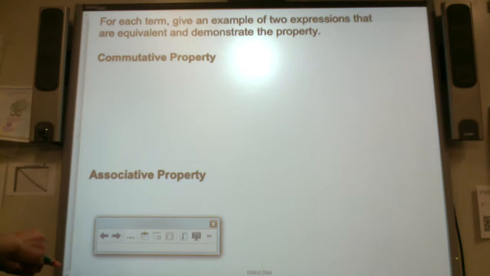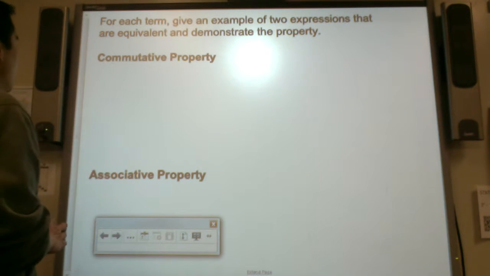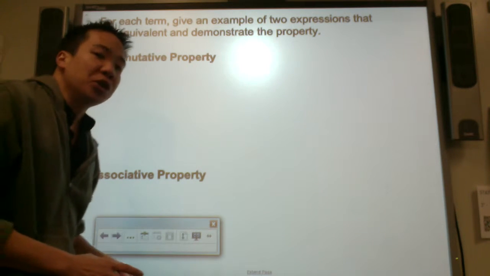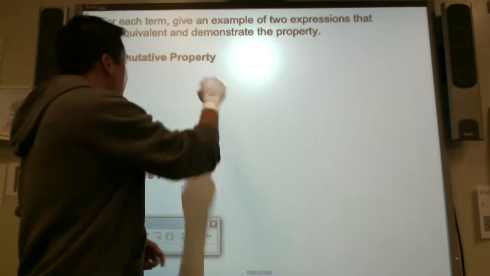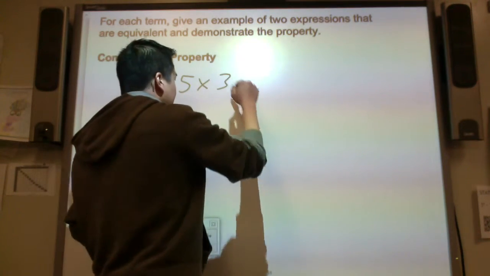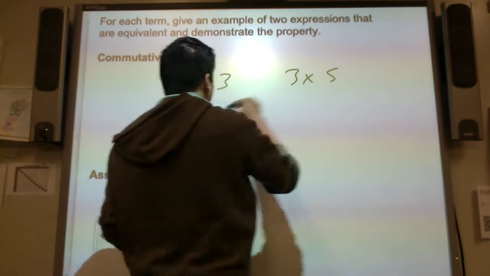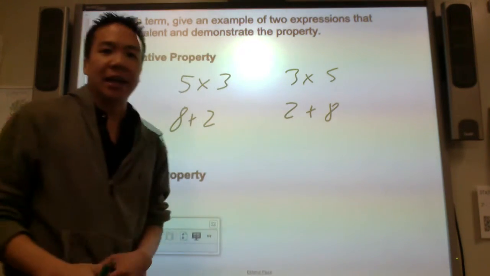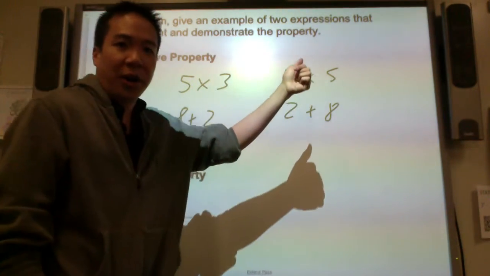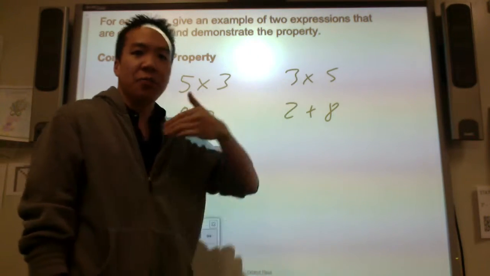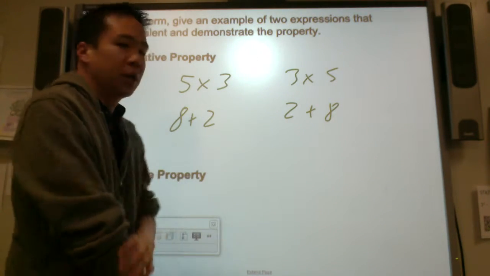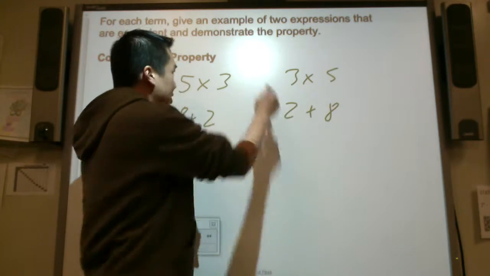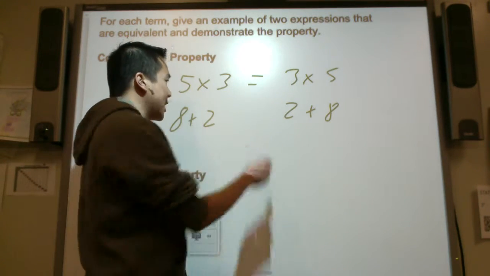For each term, give an example of two expressions that are equivalent and demonstrate the property. Commutative property is something like 5 times 3, 3 times 5, 8 plus 2, 2 plus 8. It means if you turn it around, commute, go back and forth, it'll be equivalent. Like 5 times 3 is the same as 3 times 5. 8 plus 2 is the same as 2 plus 8.